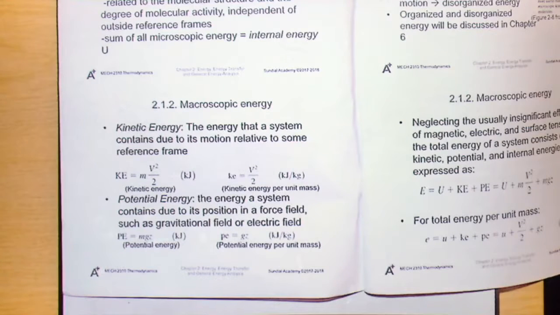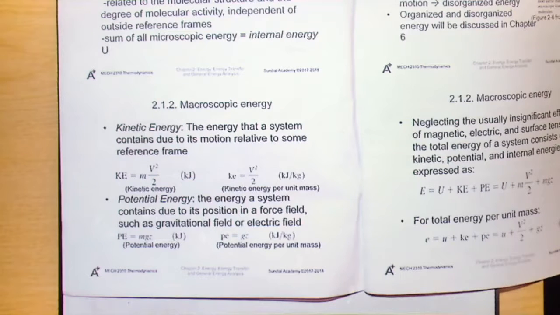The first form is kinetic energy, which describes the energy an object contains due to its motion with respect to some reference frame. So the phrase "relative to some reference frame" is important, as illustrated by this example. If you are sitting in a bus, you have kinetic energy relative to a pedestrian standing on the street, because the bus is moving. If you are standing on the street and watch this bus move, the observer will also observe that you are moving. So you have kinetic energy in this case.